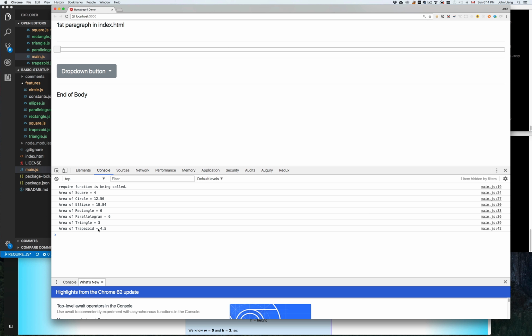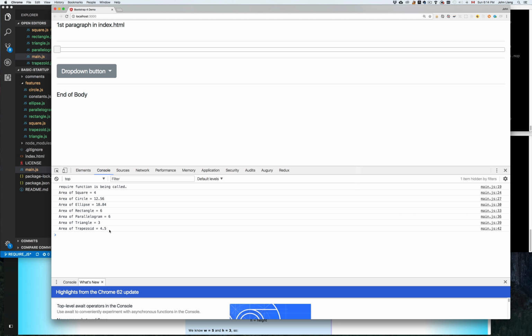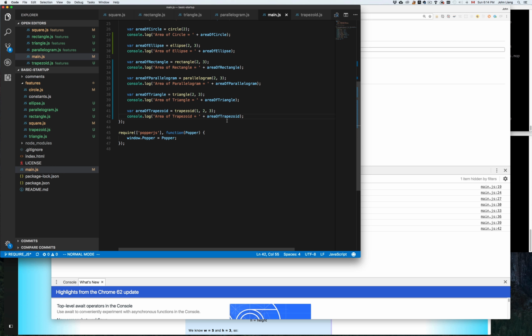So the area of the trapezoid is 4.5. Let's take a look. So the top is 1, and the bottom is 2. So 1 plus 2 is 3. 3 times height is 9. 3 times 3, right? So it's 9, and it is trapezoid, so it's divided by 2, so it's 4.5. So the calculation is correct. All right.